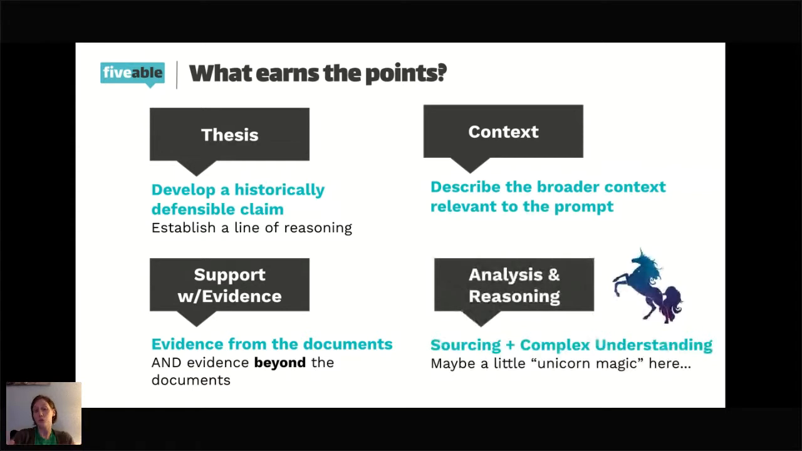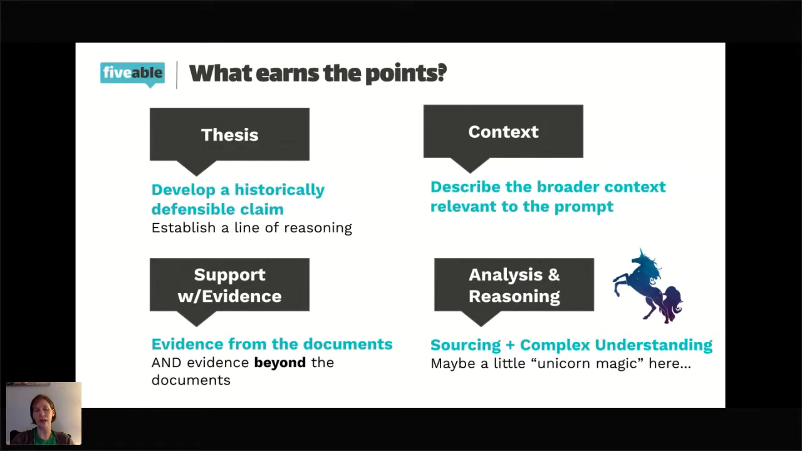And then the fourth category of points, the last 2 points, are for analysis and reasoning. And I'm going to do a stream on analysis and reasoning in a couple weeks, so I'm not going to spend a lot of time on it tonight, but it's something called sourcing. Thinking about the source of your documents and how that impacts your use of the documents, and then demonstrating complex understanding throughout the entirety of your essay.